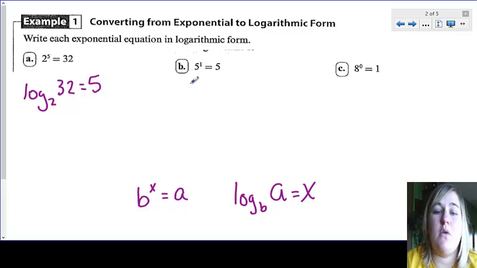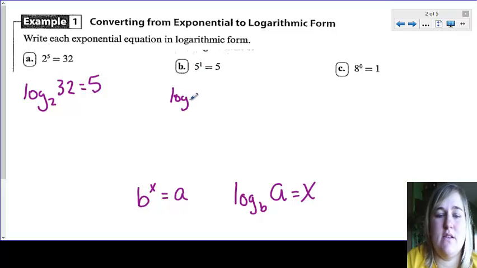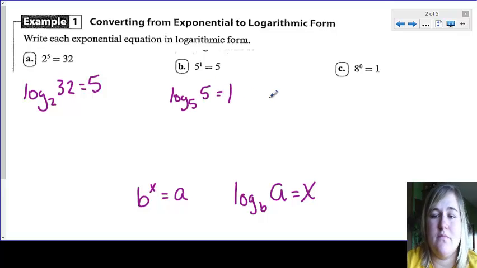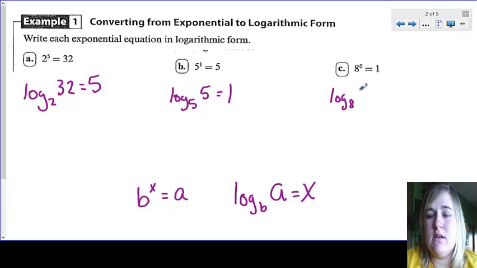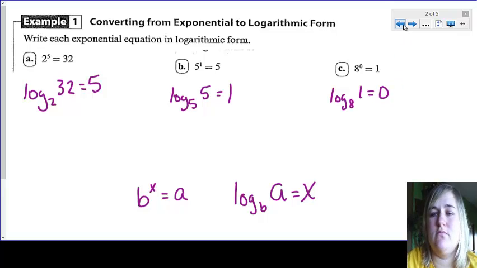So I want you to pause the video and try to do both of these on your own paper. You should hopefully be able to manage that. On B, our log is going to be base 5 because that's our base, and log base 5 of 5 is equal to 1. And finally, the last one, C, log base 8 of 1 is equal to 0. Final answer.